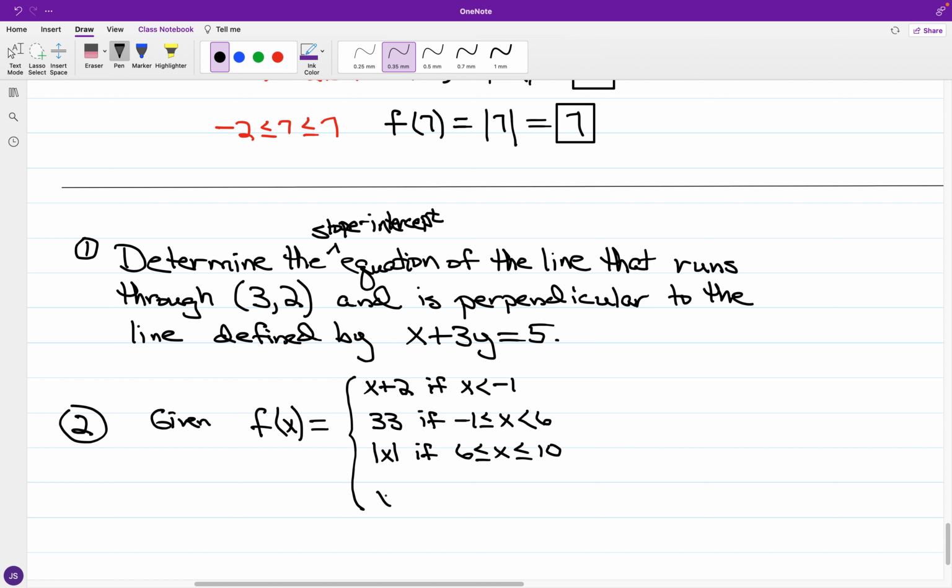We'll say that f of x is equal to the absolute value of x if 6 is less than or equal to x is less than or equal to 10. And for the rest, we'll say that f of x is equal to x plus 20 if x is greater than 10.